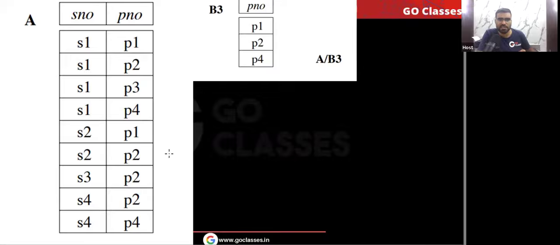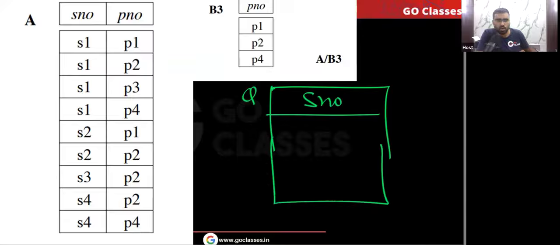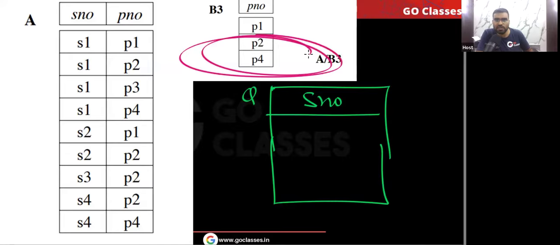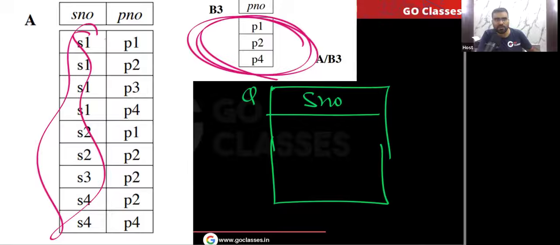Do you agree? Let's see this example. Again, A divided by B3. So the output will have what? The output will have only S numbers, those S numbers which pair with every B3.